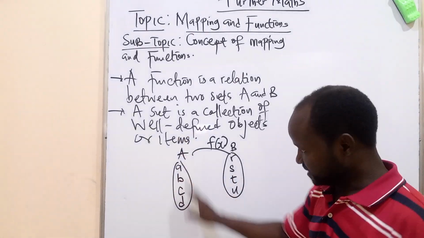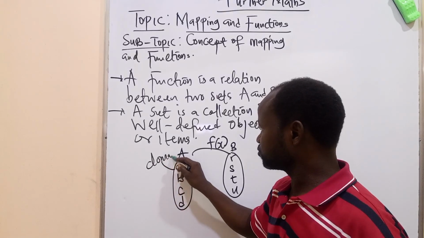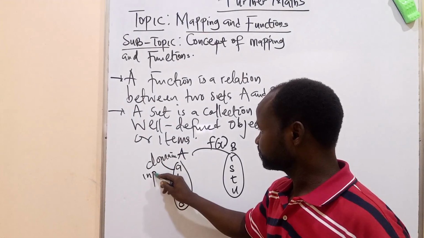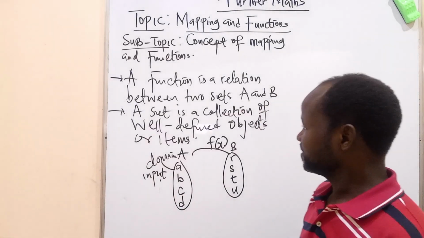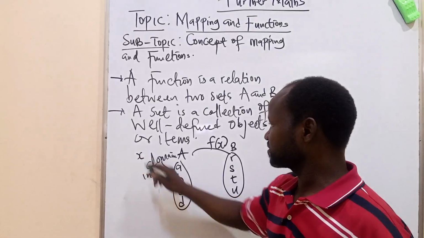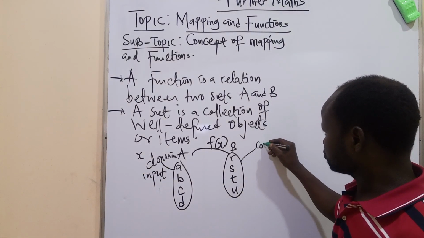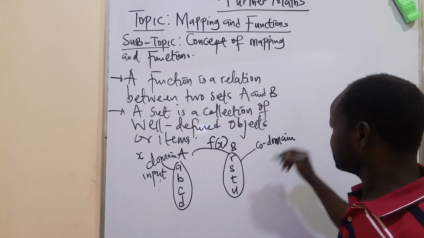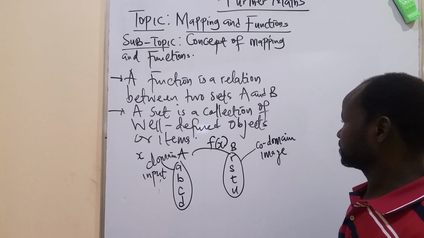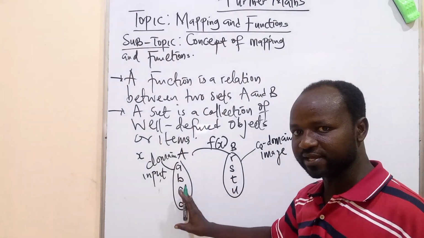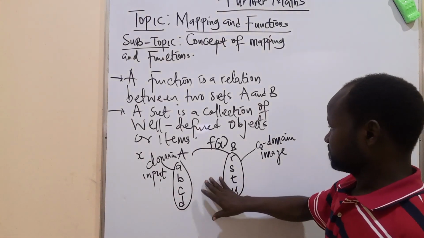The elements in this set A are called the domain. We call it domain or input, or pre-image or object. This domain is associated with X. Then the elements in B are called the codomain, or we call it image. We call it image or codomain, as the case may be. So this is a function.